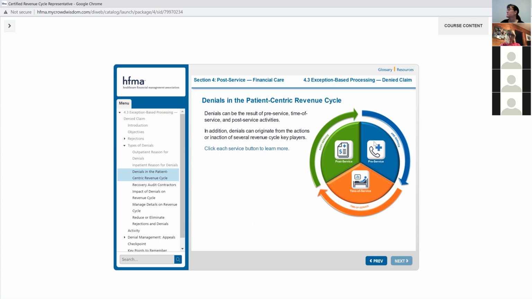So you have your pre-service denials. This type of denial is associated with physicians, patient access, financial counselors, and case management. And the reasons below could be your not ensuring authorization, clinical information not called in for the certification, insurance benefits not verified, and so on. So basically a lot of your registration information.